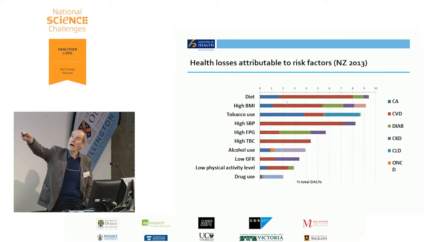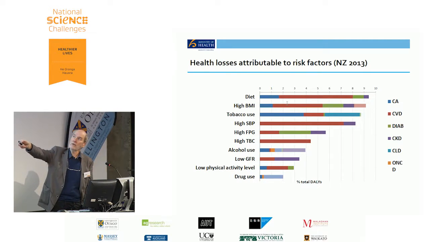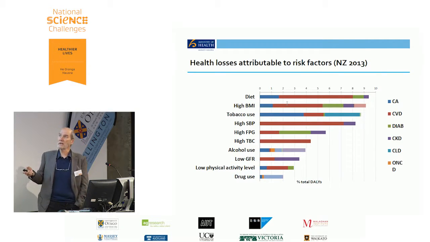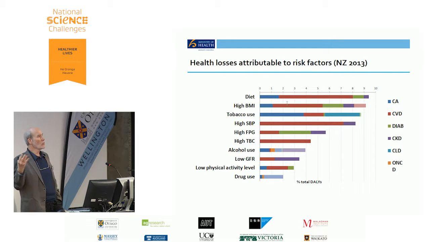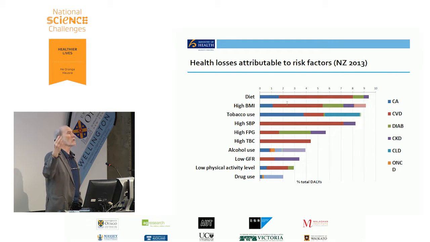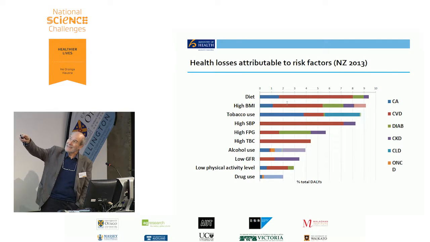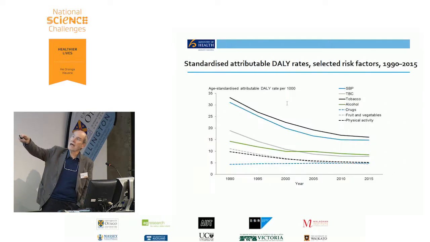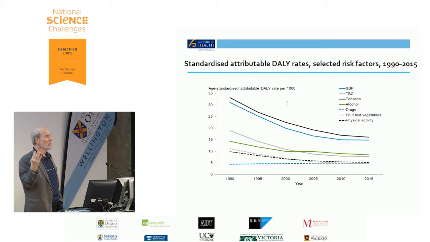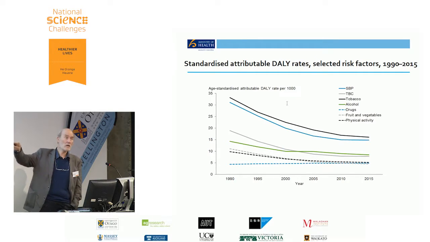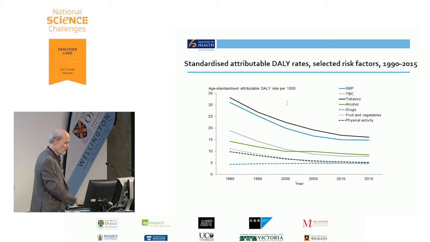But notice diet, obesity, tobacco use, high systolic blood pressure, this is glucose, this is cholesterol. So we're seeing all the things that we might expect to see. And these, as we've already heard, are almost all amenable to improvement. Nonetheless, we're seeing some declines in their contribution to the burden of disease, again, not least because of the way in which cardiovascular disease has been falling.